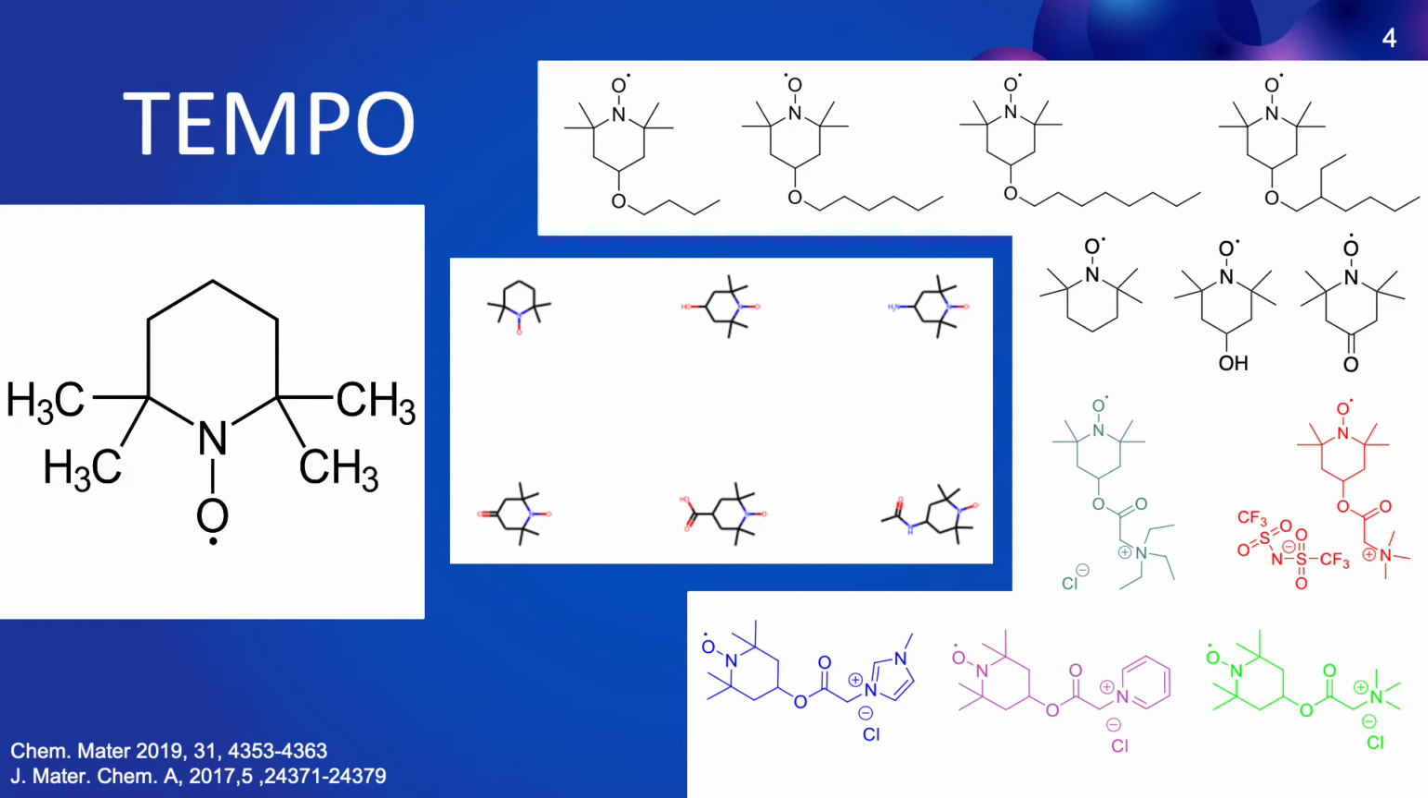In general, TEMPO is an interesting molecule and can be useful in redox flow batteries because it has a hard time reacting with itself, and that's due to the steric hindrance around that oxygen. So that oxygen connected to the nitrogen connected to the 4 methyl groups.